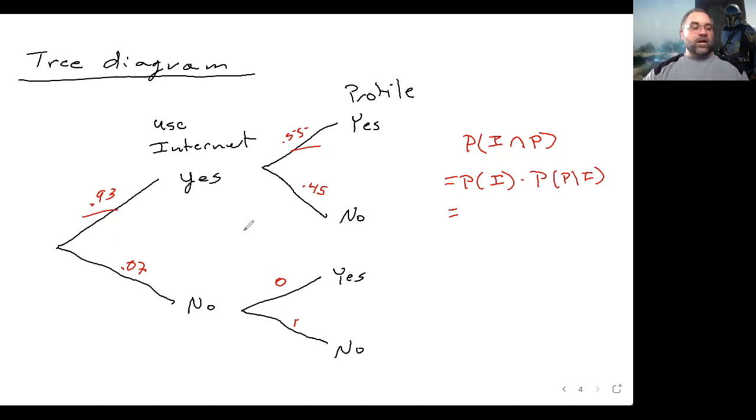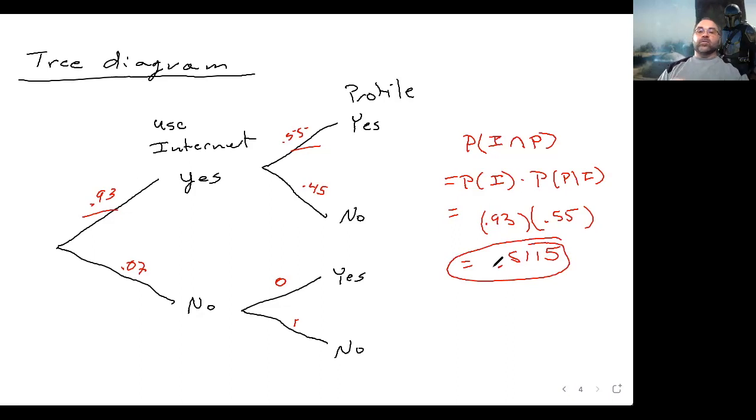We know what the equation looks like, but with the tree diagram it's so nice because I know that the probability for internet is 93%, and the probability for having a profile is 55%. Then it's just a matter of multiplying those two together, and you get 0.5115. So the probability a randomly selected teen uses the internet and has a profile is 51.15%.